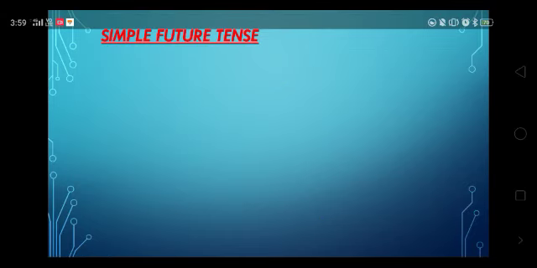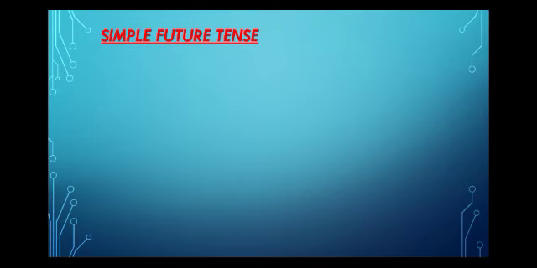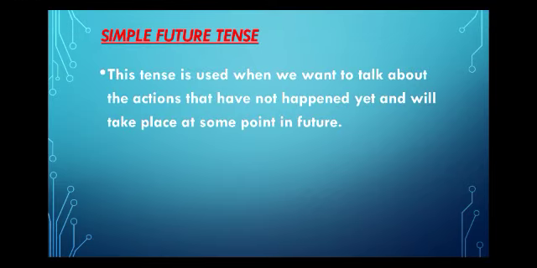Children, this tense is also known as simple future tense. This tense is used when you want to talk about the actions that will take place in future. They have not taken place yet. They are going to take place in future.